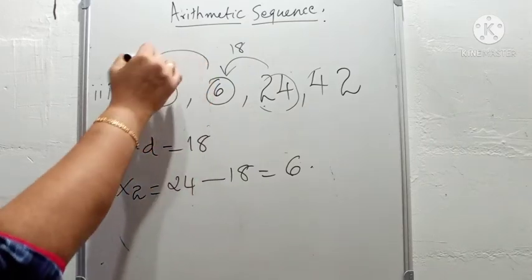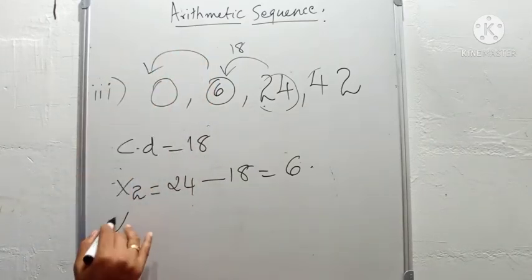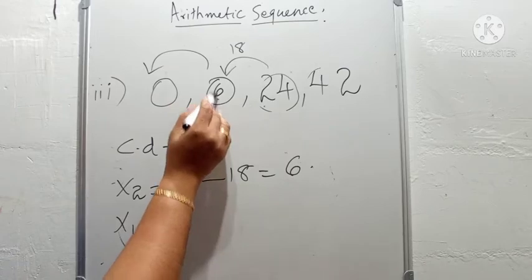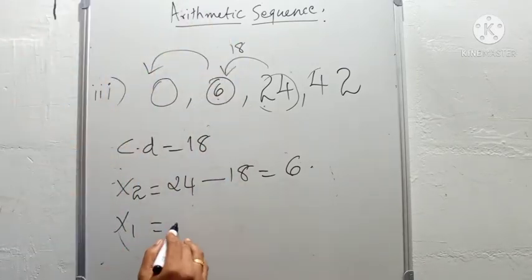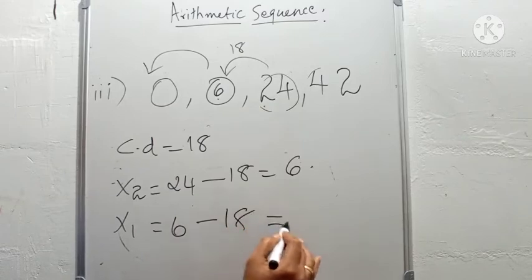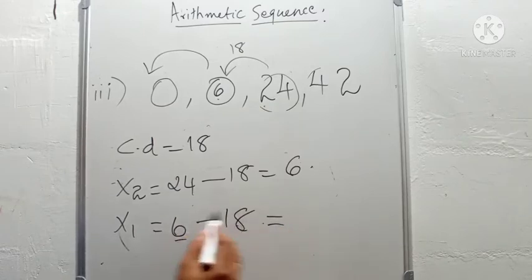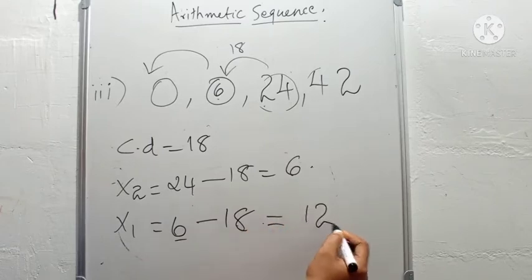Then what about the first term? This first term x1 is equal to the second term minus 18. Second term is 6. 6 minus 18. A small number minus a large number. 6 minus 18 is equal to negative 12. So the number is negative 12.